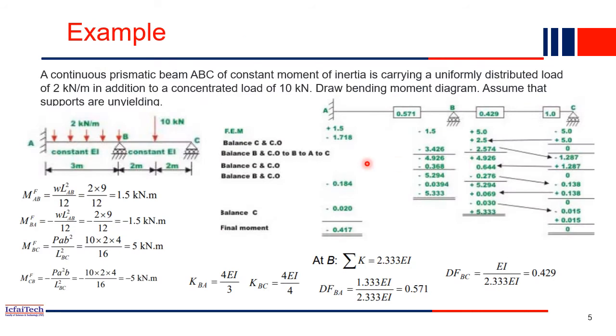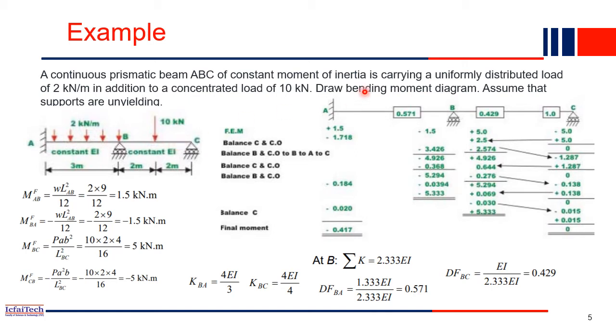So now let's solve an example using the moment distribution method. What is the question here? The question is a continuous prismatic beam ABC. As I mentioned in the last class also, when a beam continues over more than one span, we call it a continuous beam. This continuous beam ABC has a constant moment of inertia. Moment of inertia I is constant.